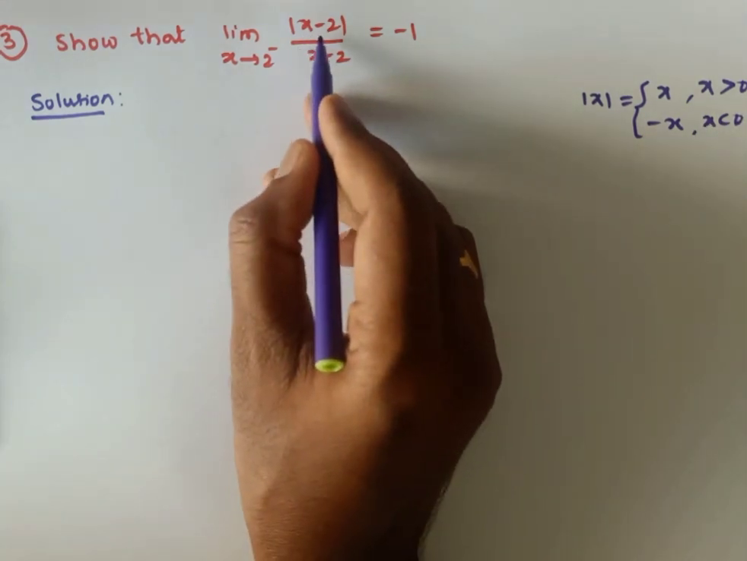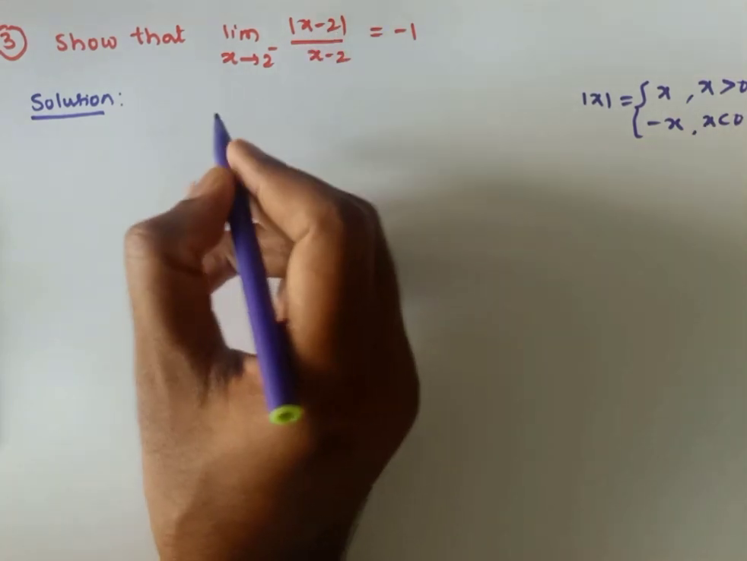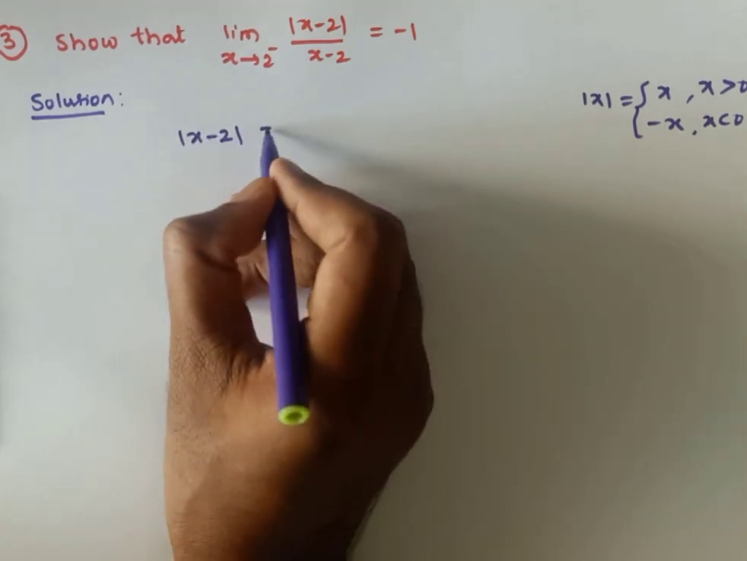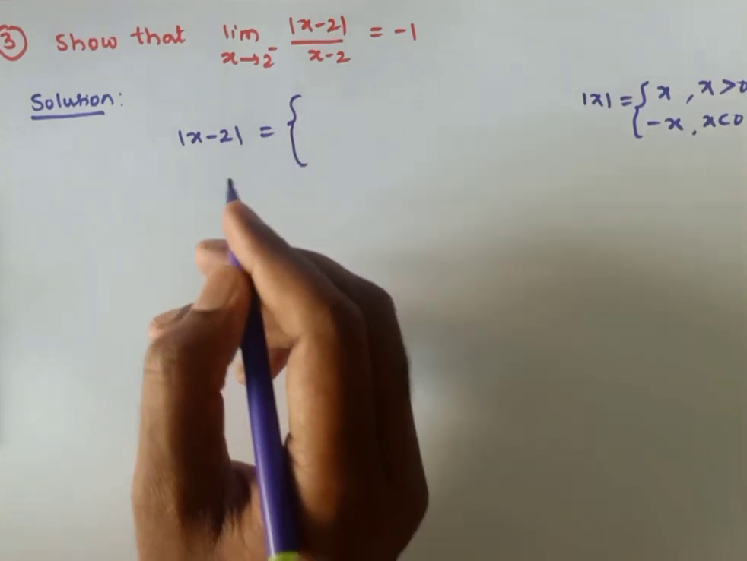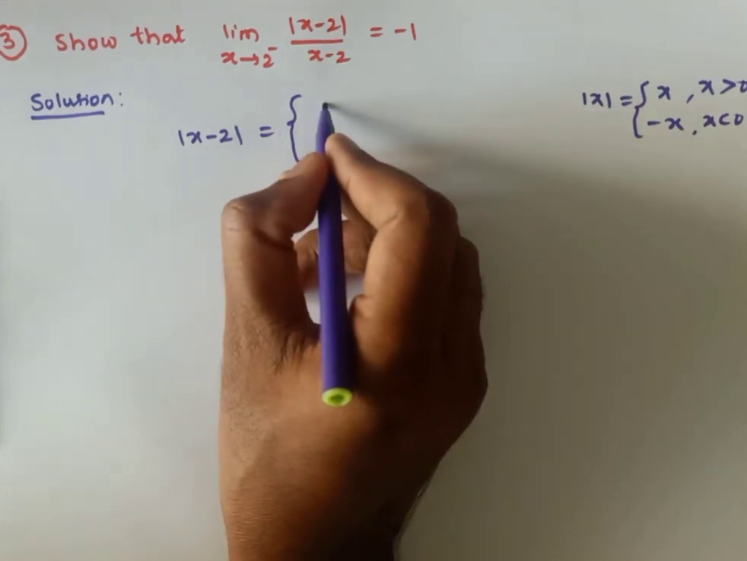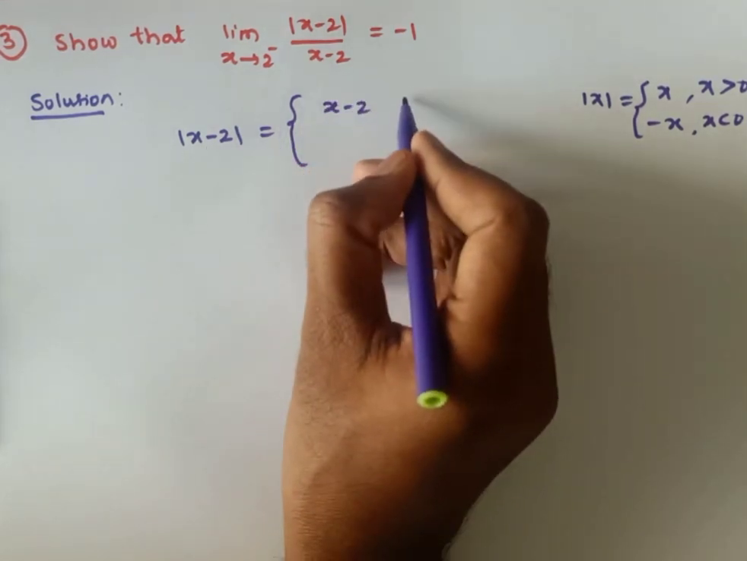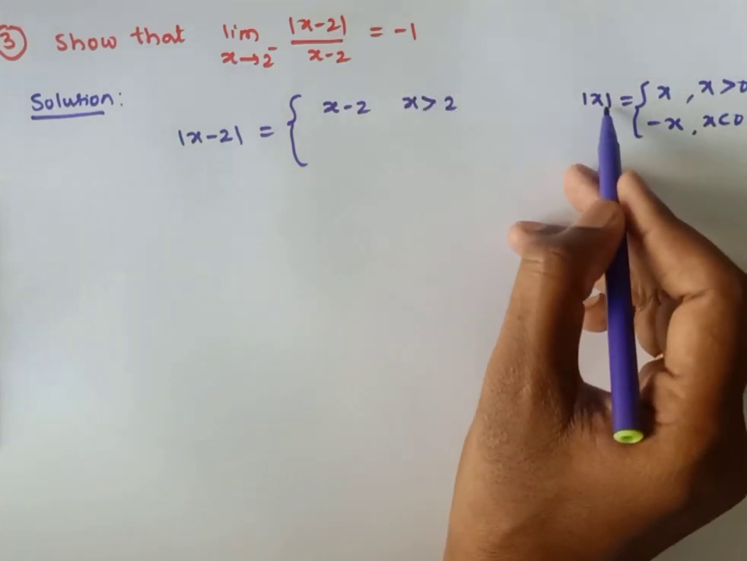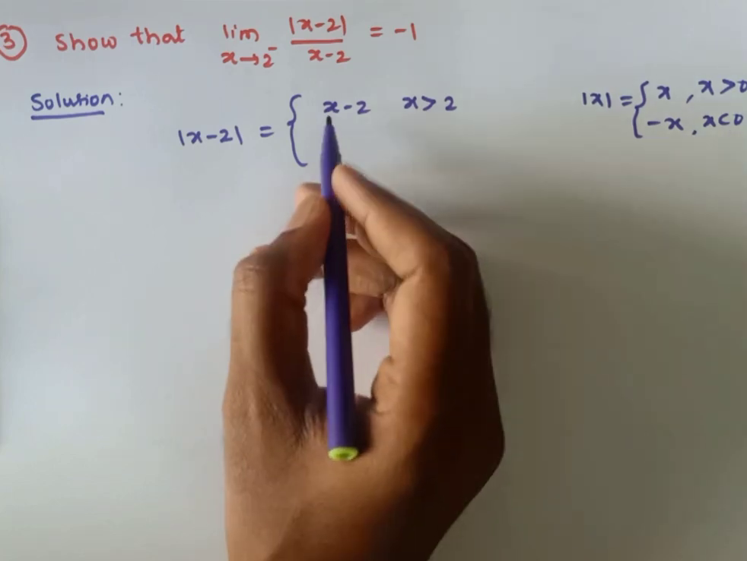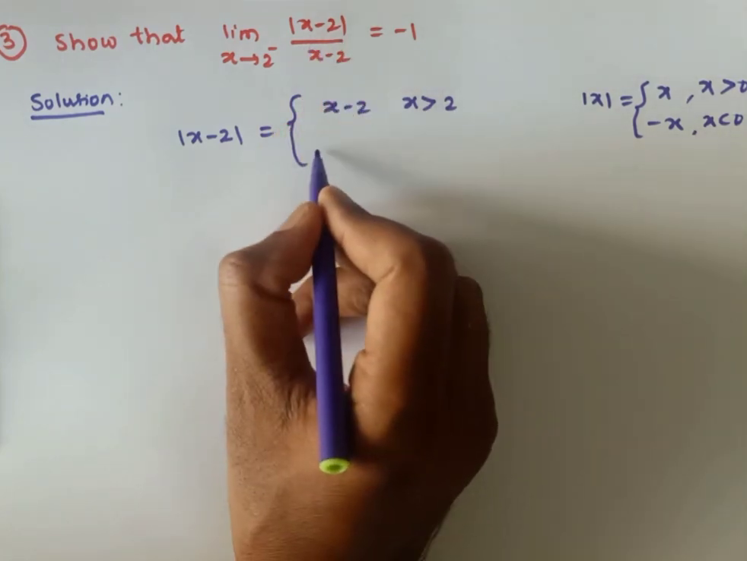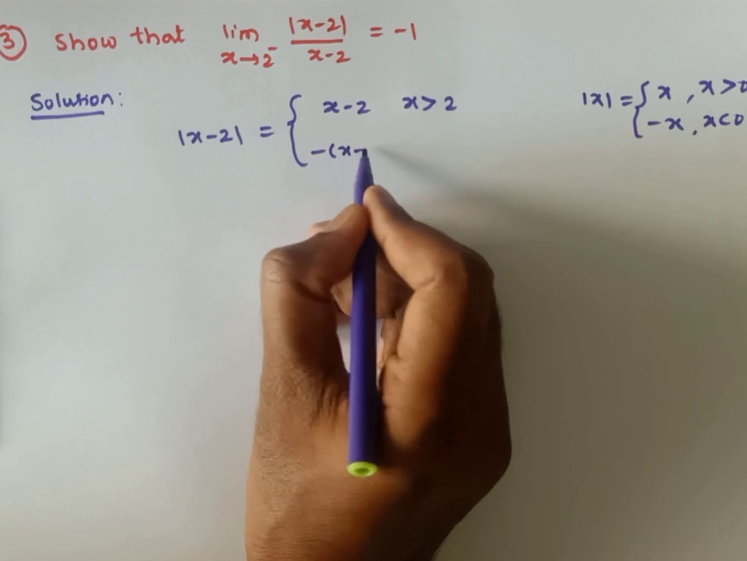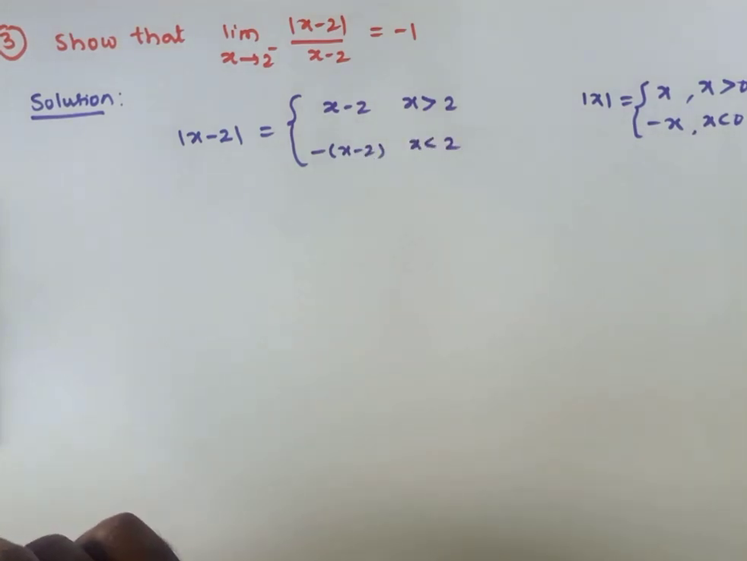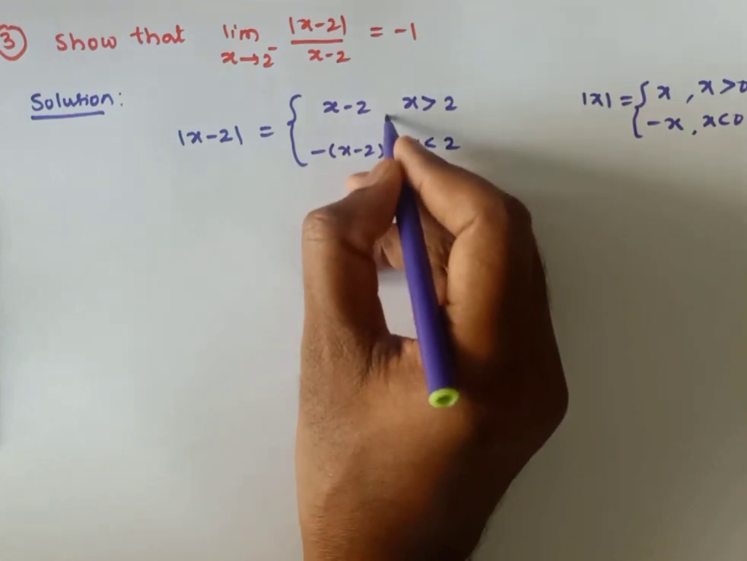Here x minus 2 is there. Now the critical point is 2. So here you need to define this modulus of x minus 2 as a piecewise function. So modulus of x minus 2 is x minus 2 if x is greater than 2, but here it is x minus 2 that is there. Now, this is minus of x minus 2 when x is less than 2. Now, this is the piecewise defined function.